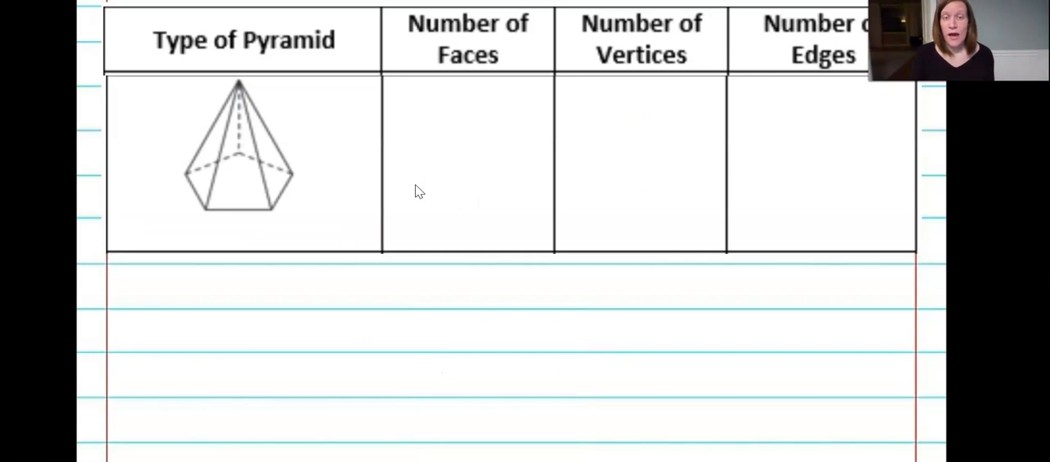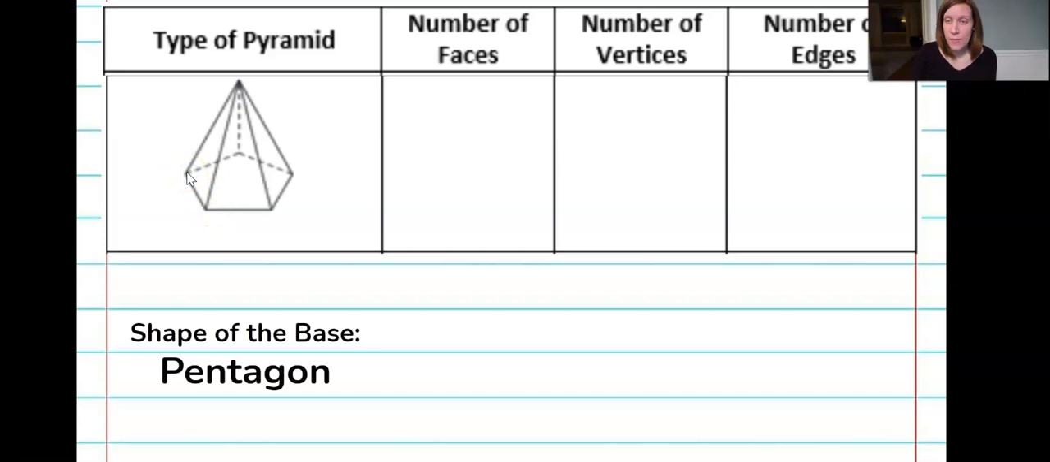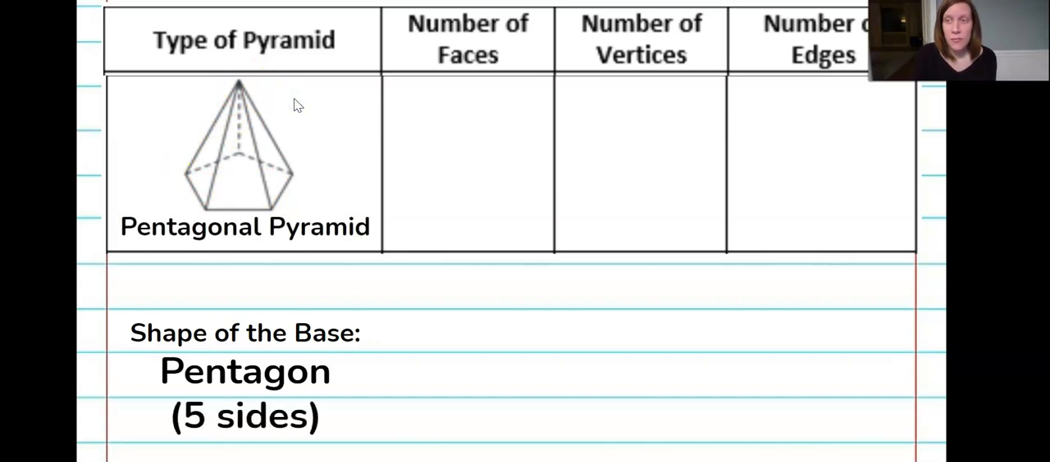Now our next one, I'm going to look at the base again. So when I look at this base, I see it has 1, 2, 3, 4, 5 sides. That means the base is a pentagon. I know it's a pyramid because around this, there's only one base, and around the side, I see triangles meeting at a common vertex. So it is a pentagonal pyramid.